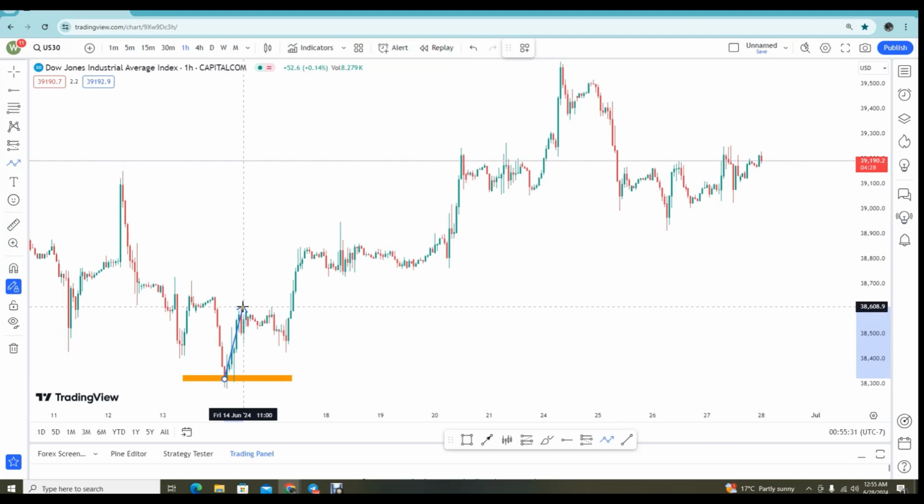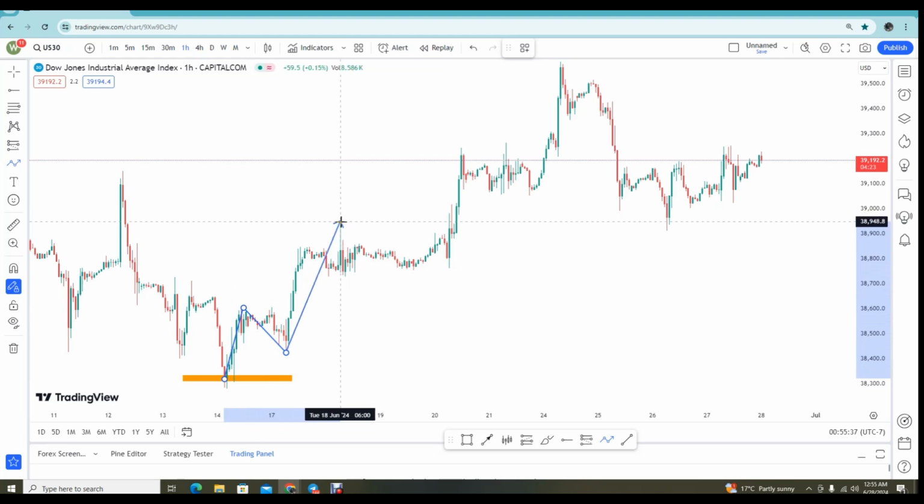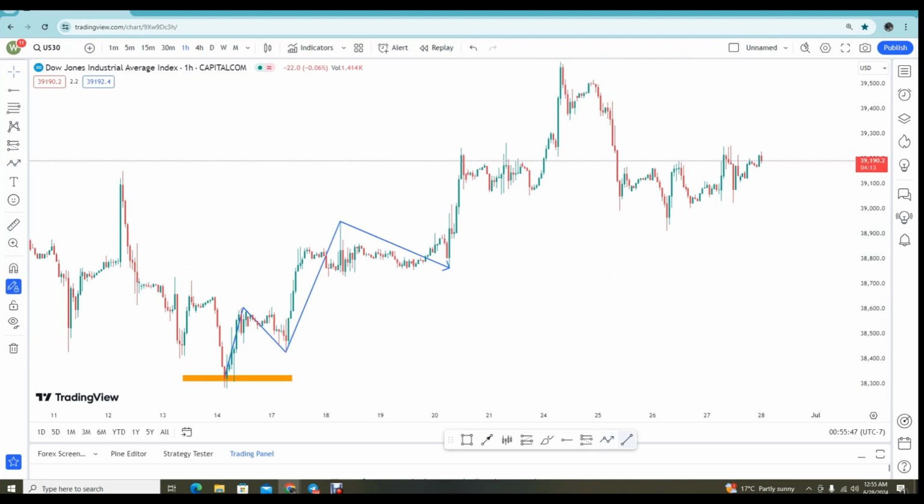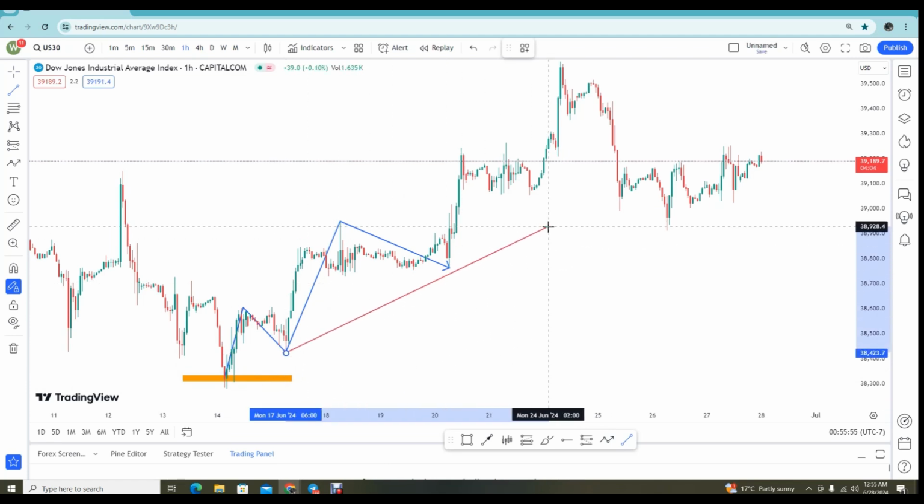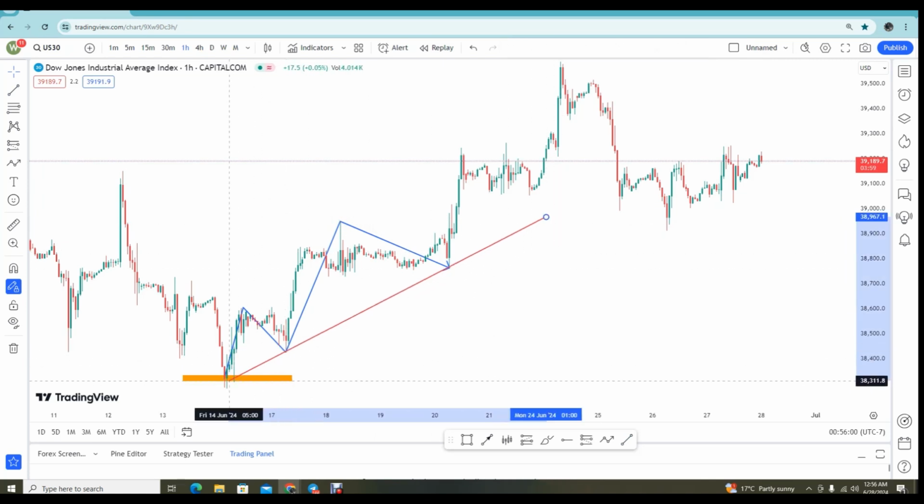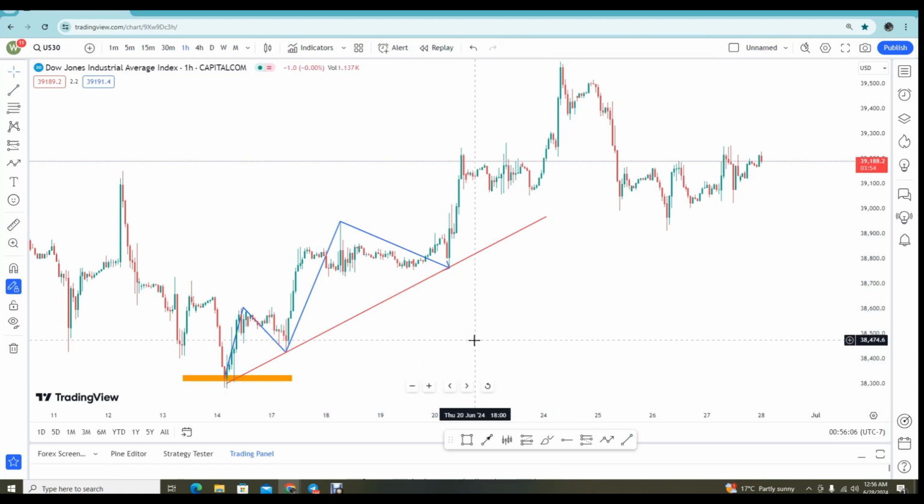We can see that the market came to this area, pullback, continuation, we got pullback. Since we got these two, now we can see that we got something like a trend line. So we're going to pull up the trend line just to connect these two.